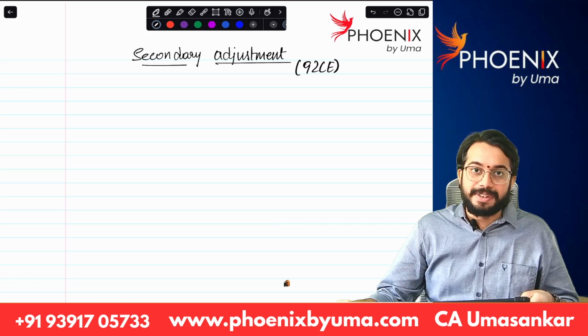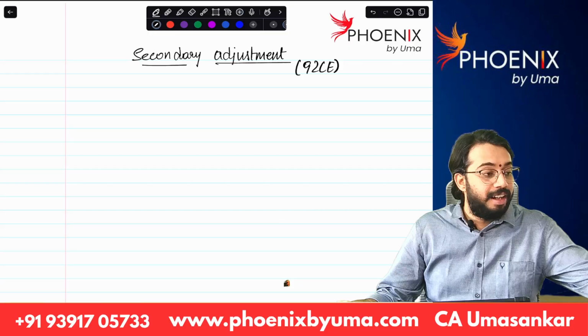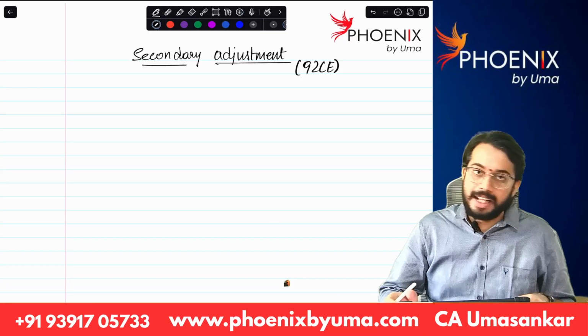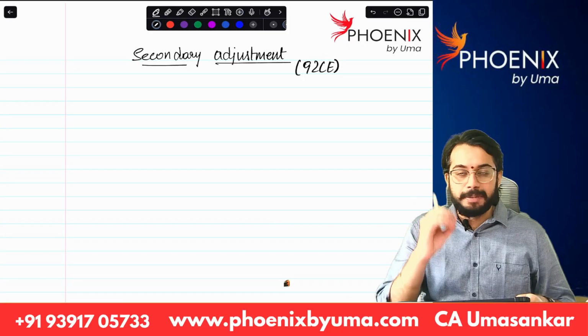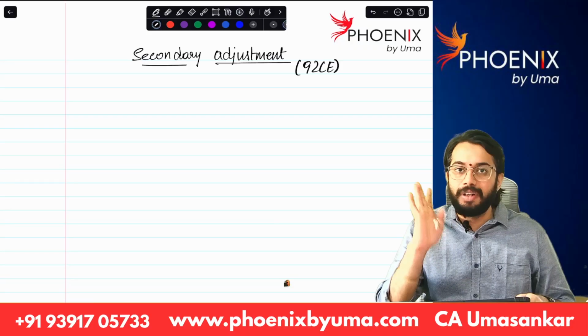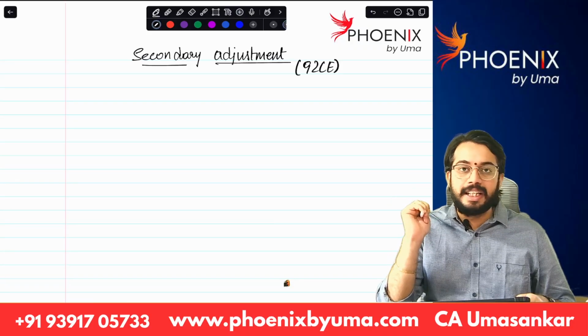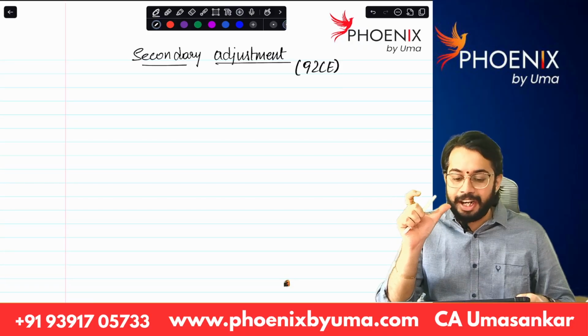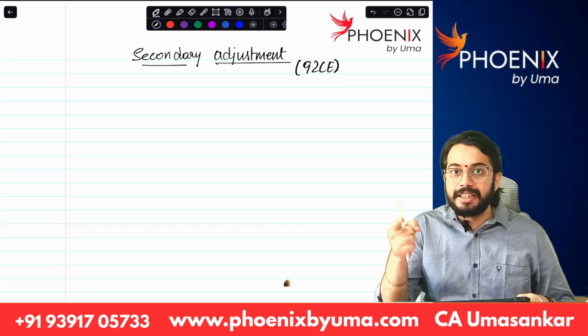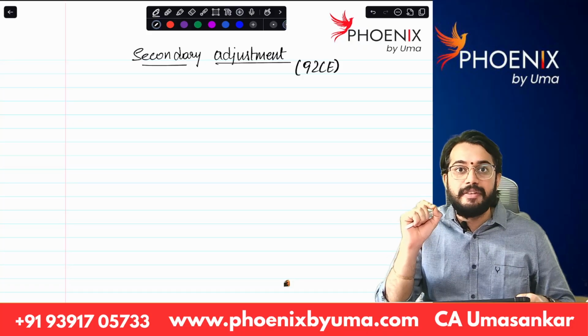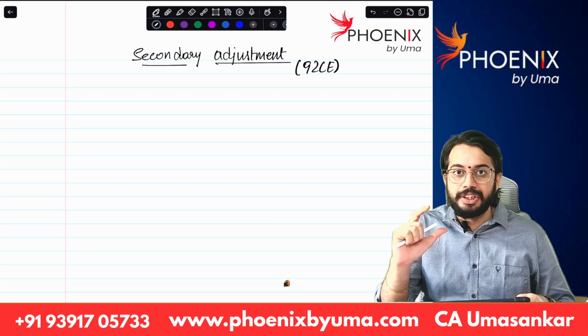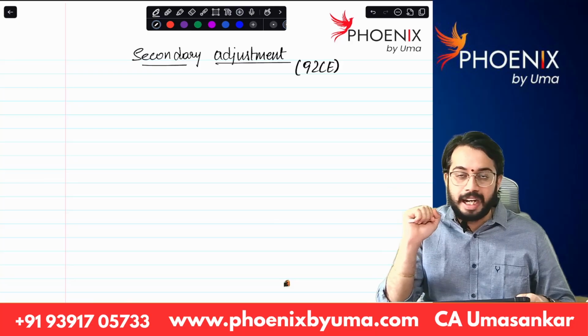Hello CMA final students. Now in part 4 of transfer pricing, I am going to explain two most important sections. First one is section 92CE secondary adjustment. Afterwards, I will discuss section 94B thin capitalization, interest paid to associated enterprise.